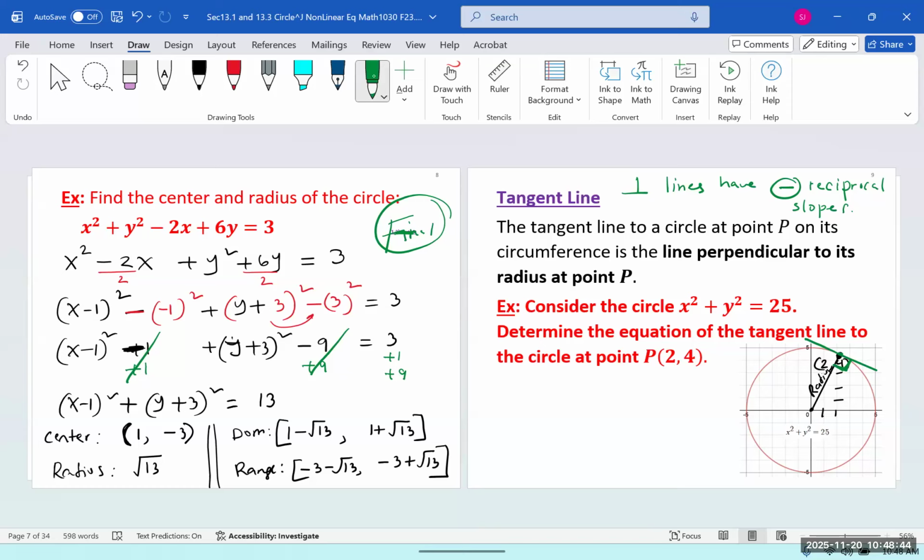That's the characteristic of perpendicular lines. So what you're going to do is this. First, find the slope of the radius. If you know the slope of the radius, you know the slope of the tangent line: it's the negative reciprocal, plus it goes through this point. That means we can find the equation of the line. To find the equation of the line, we just need a slope and 1 point. So how do you find the slope of the radius?